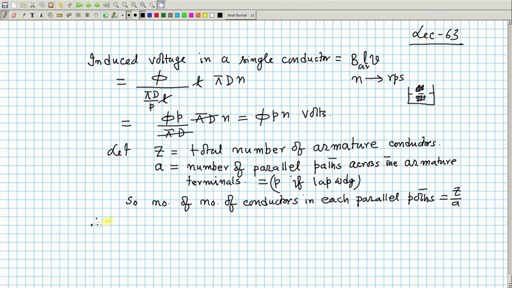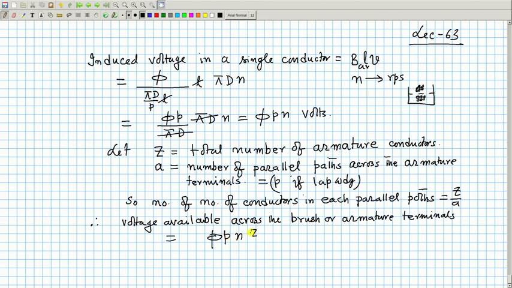Therefore, the voltage available across the brass or armature terminals will be simply the voltage in a single conductor multiplied by Z by A, that is phi P n into Z by A. That is equal to P, the number of poles, Z, the total number of conductors, by A, the number of parallel paths, into phi into n, that is all.